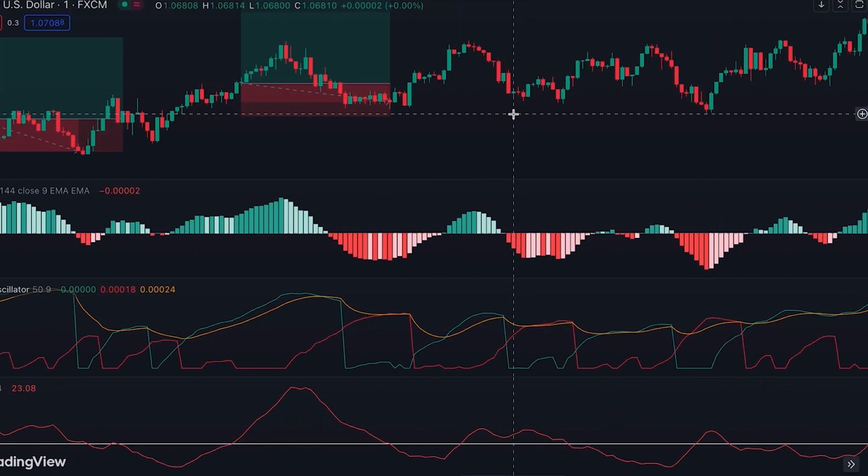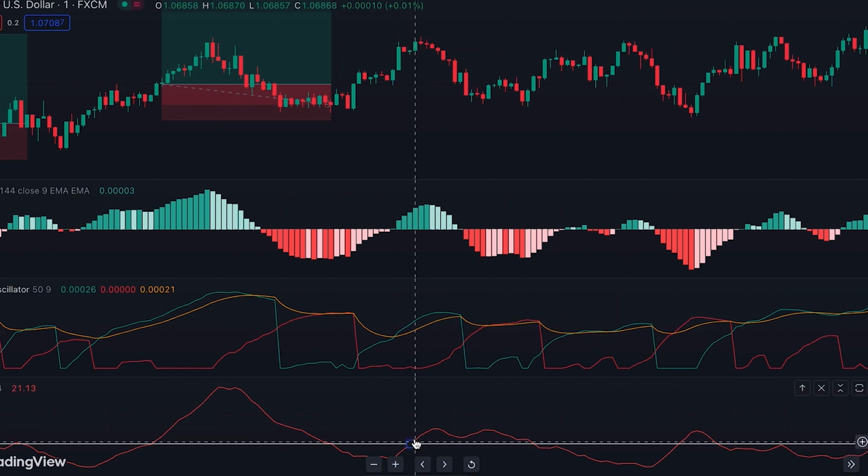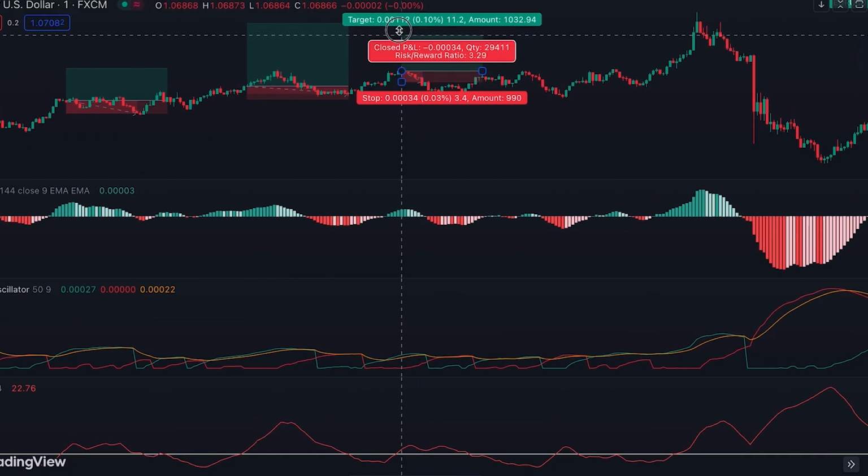Moving on the chart, we got another opportunity at this point where the green line crossed above the orange line, and then ADX crossed above 20 level at this point. MACD histogram is green, so another long position could be opened here at this point. And this trade is also a successful trade, as you can see.